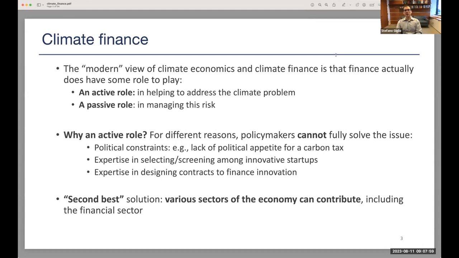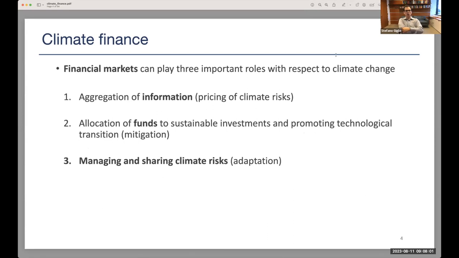So going specifically to what the financial sector can actually do, there are, I think, three important roles that it can provide. The first one is aggregation of information, which we all know how it works in financial markets. In this context, you can think of it as basically the pricing of climate risks. If these risks are correctly priced, then the economy can go towards an allocation which better reflects what the risks truly are, right? And this hopefully can push the economy in the right direction.